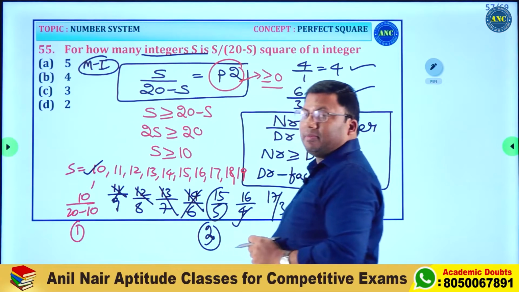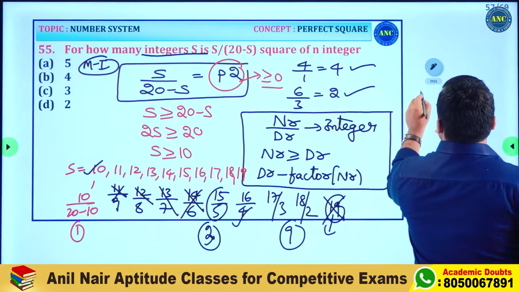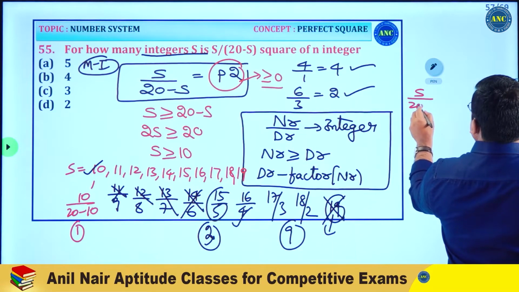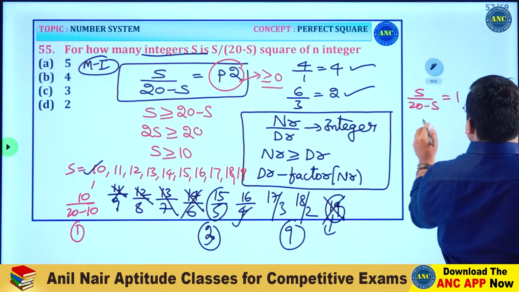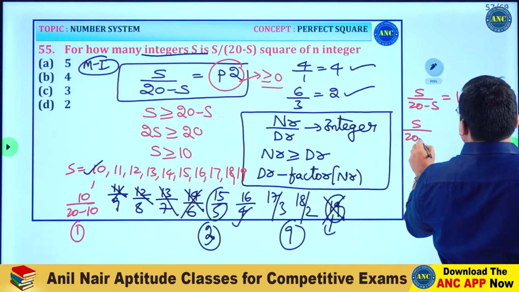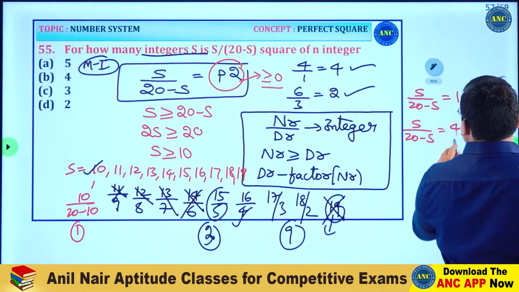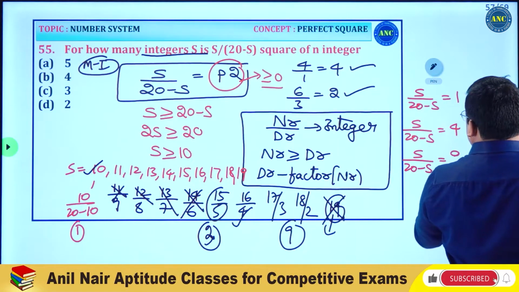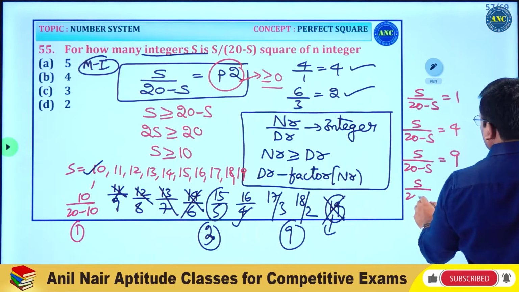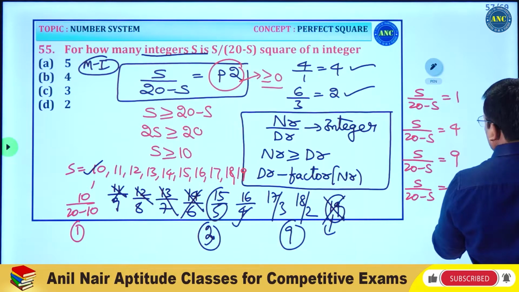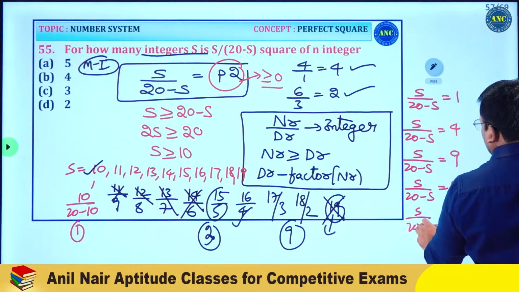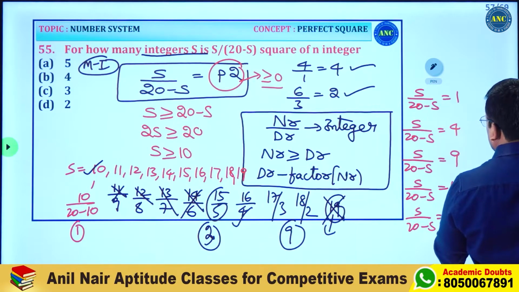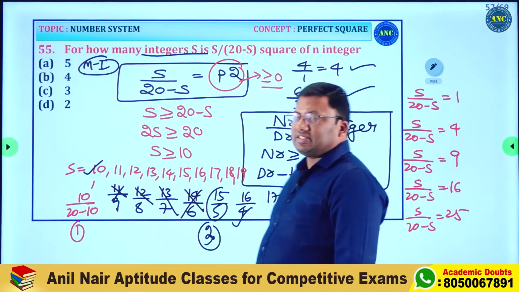S by 20 minus S is the square of an integer. Tell me the squares. 1 square is 1, 2 square is 4, 3 square is 9, 4 square is 16, 5 square is 25. Let us see which of these is satisfying.